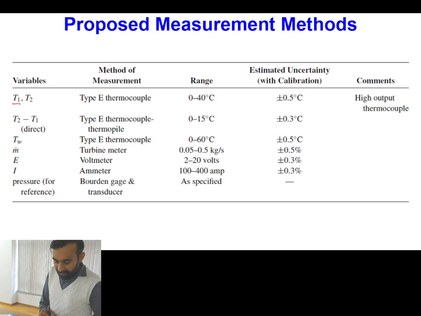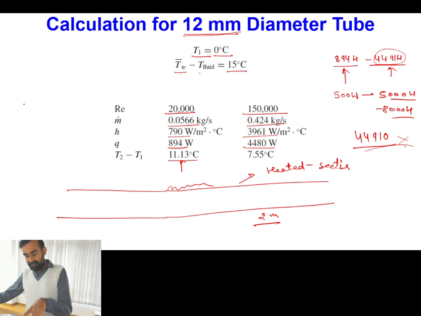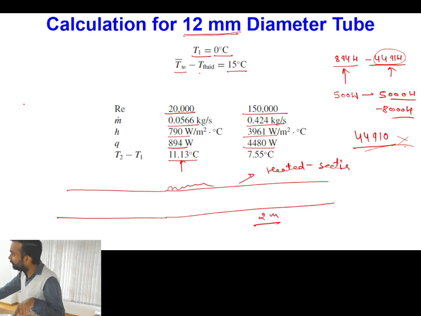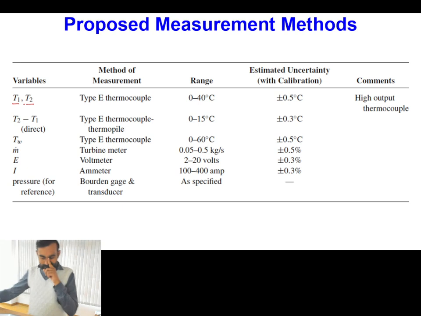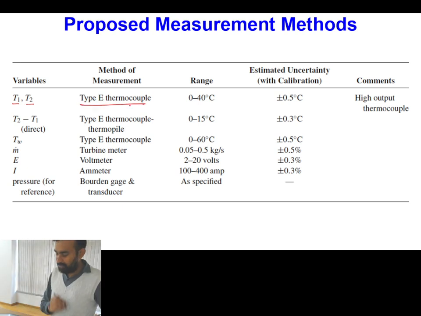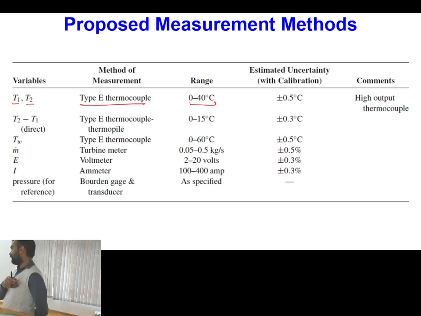So, if I have to measure T1 and T2, T1 is 0, and if the maximum temperature is changing by 11.3 degrees Celsius, it means the outlet temperature will be 11.3 degrees Celsius. So, I can choose a type E thermocouple which measures the temperature in the range of 0 to 40 degrees Celsius. Now this question is answered.